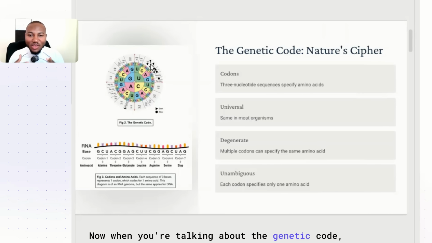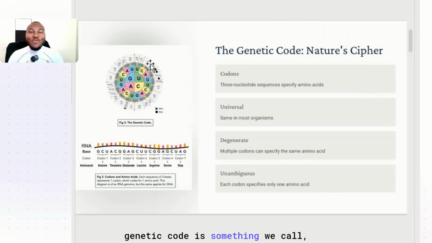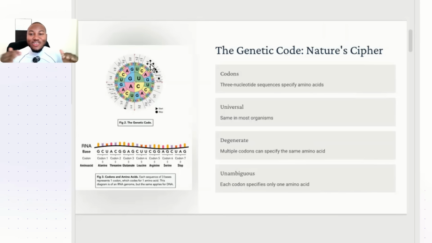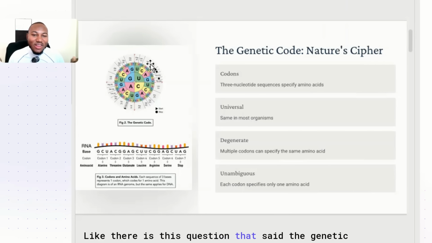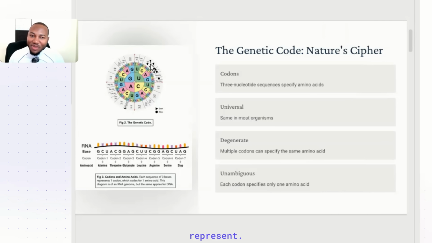Now, when you're talking about the genetic code, it is something I want to call the nature cipher, right? What is a cipher? A cipher is more like a system for encoding or encrypting information. That's what the genetic code is about. Like there's this question that said, the genetic code is the link between blank and the blank that they represent. DNA molecule, 20 amino acids; DNA molecule, 65 amino acids; mRNA molecules, anticodons, 20 amino acids; mRNA codons, 65 amino acids; RNA codons, 20 amino acids. The answer is RNA codons, 20 amino acids.